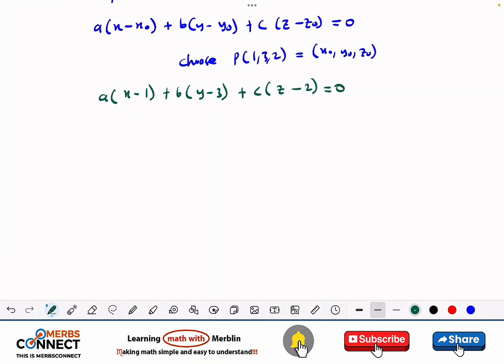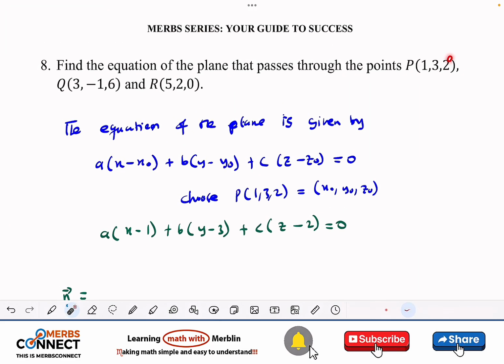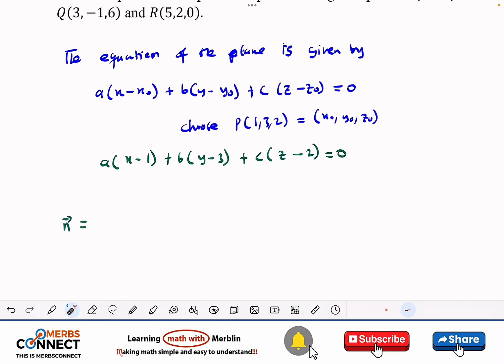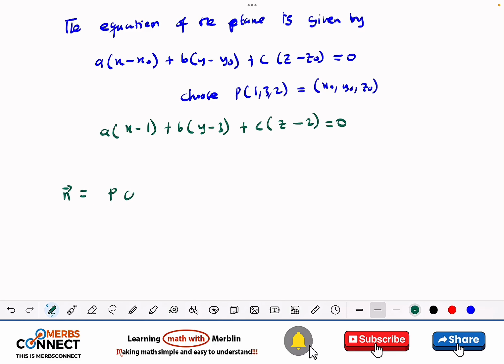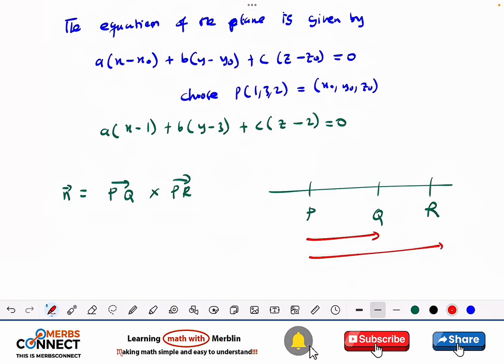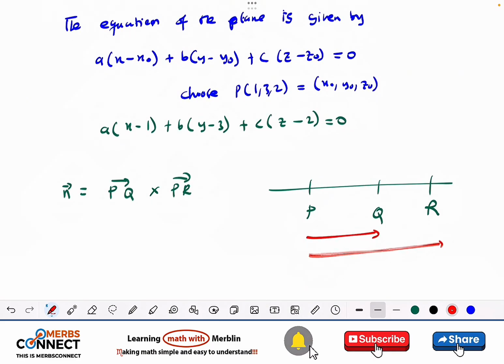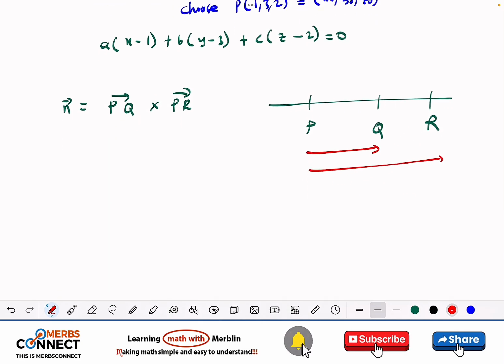So what is the normal vector? The normal vector will be PQ cross PR, right? So we have P, we have Q, we have R. We move from P to Q and we move from Q to R, forming 2 vectors, right? And then we cross them and it gives us the normal vector.